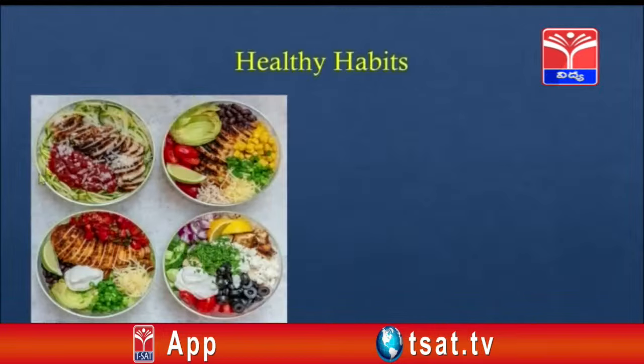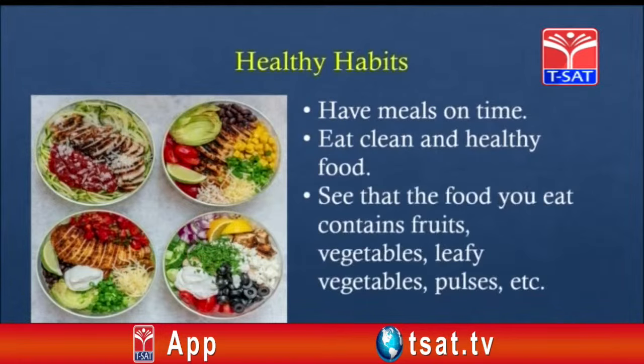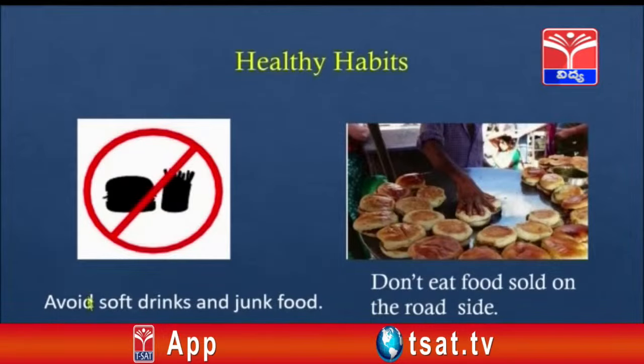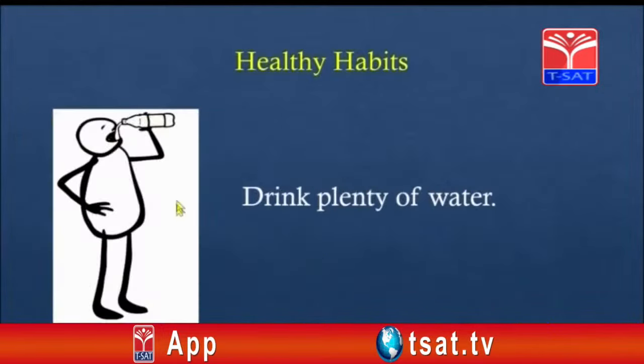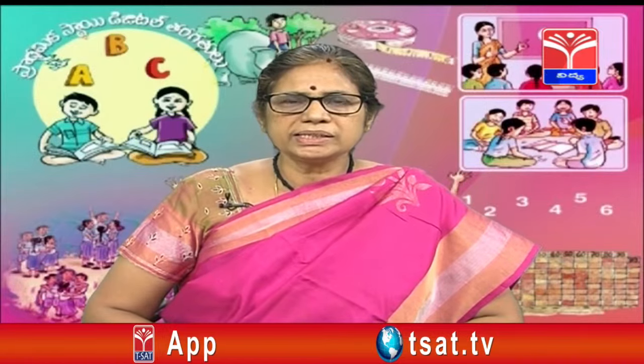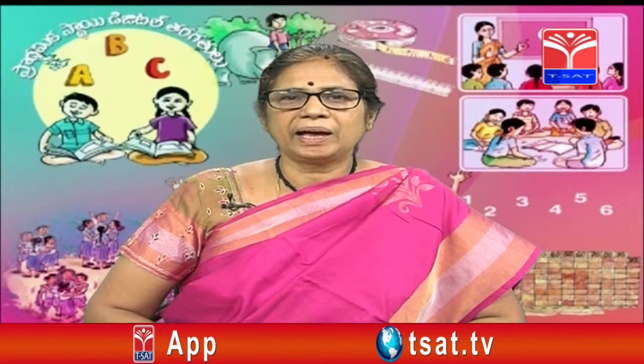Children, here you will find a balanced diet. Have meals on time. Eat clean and healthy food. See that the food you eat contains fruits, vegetables, leafy vegetables, pulses, etc. Avoid soft drinks and junk food. Don't eat food sold on the roadside. Do not eat too much pickle. Take less salt and oil. Drink plenty of water. For all the organ systems to function properly, we should follow the healthy habits.